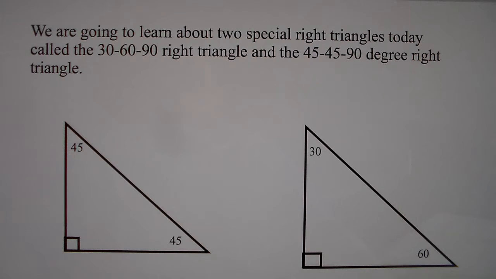Now, we're going to learn about these two special right triangles today, called the 30, 60, 90 right triangle and the 45, 45, 90 degree triangle, as you can see them right here, below here. So the 45, 45, 90 degree right triangle means that there's 45 degrees in one angle, and another angle also has 45 degrees, and the third angle is a 90 degree angle. And same goes with 30, 60, 90. That's just the relationship of the angles. One angle is 30 degrees, another angle is 60 degrees, and the other angle is 90 degrees.